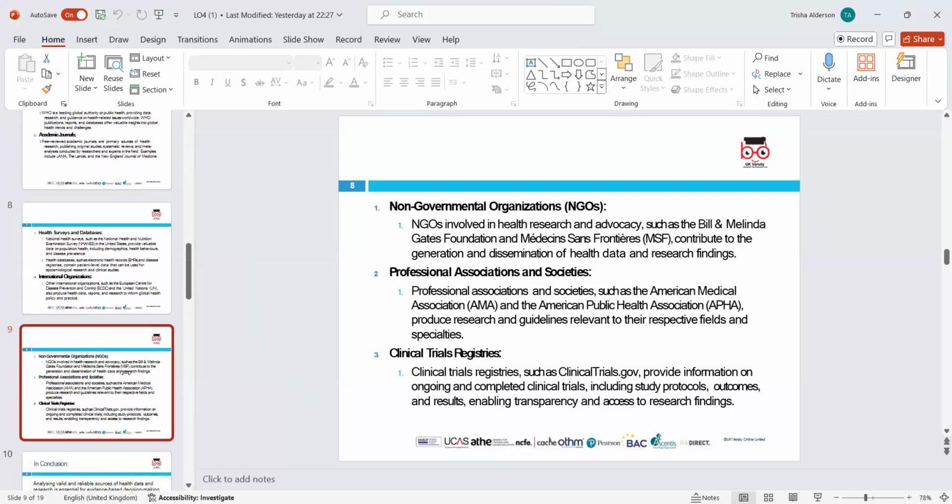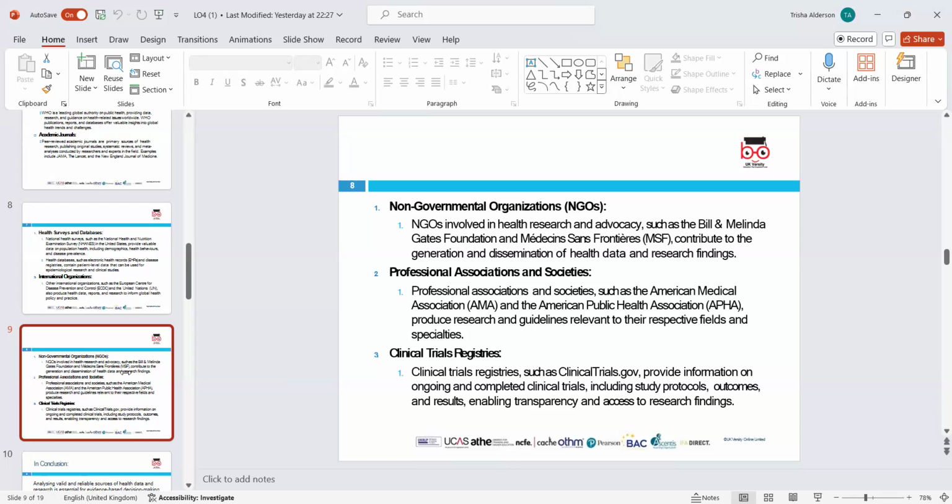We've got professional associations and different societies. Professional associations and societies such as the American Medical Association, the AMA, and the American Public Health Association, the APHA, produce research and guidelines relevant to their different respective fields and their specialities.